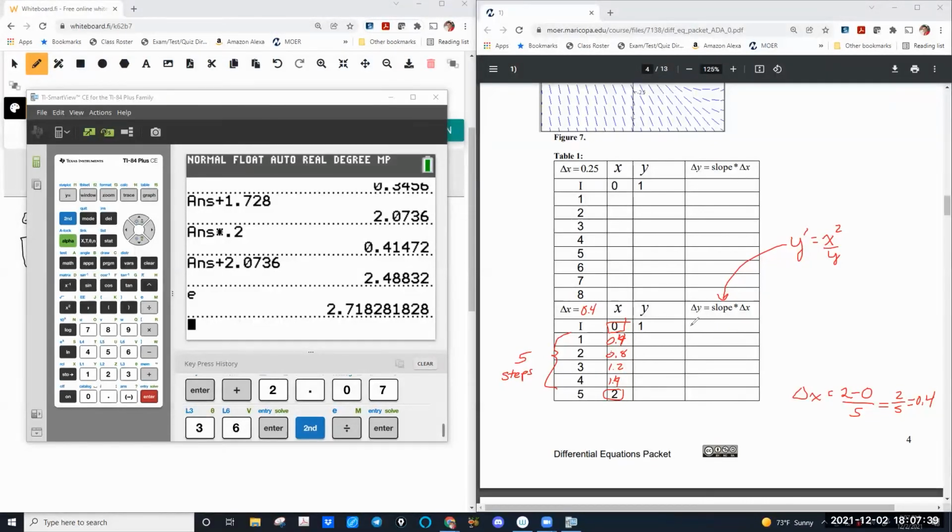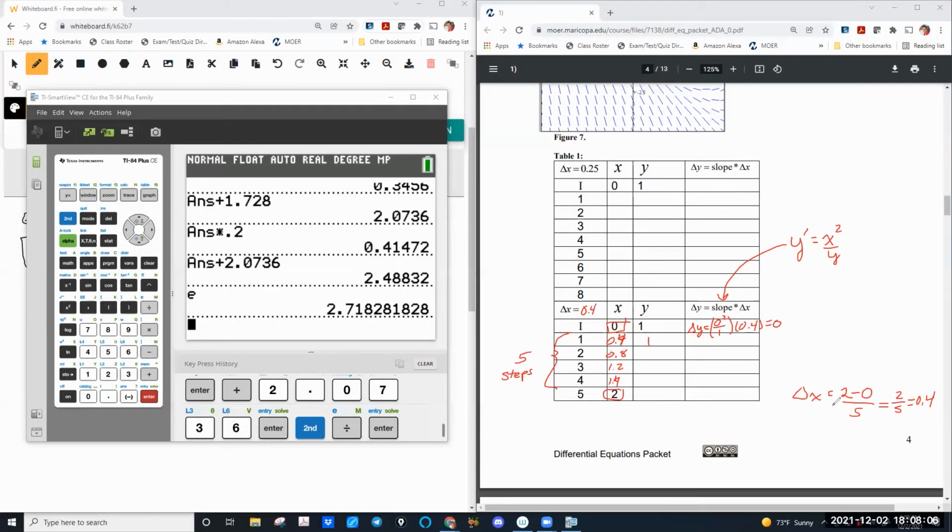Okay, so then our y starts at 1, and we've got to calculate our delta y. Well, we take these numbers. So 0 squared over 1, that's our slope. All I did was take these two numbers, plug them into here, and then that gets multiplied by our delta x. Now this is kind of a boring one. It came out to be 0, and 1 plus 0 is 1.